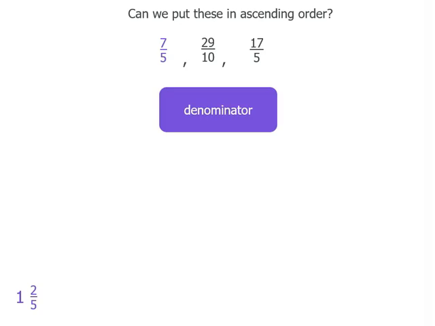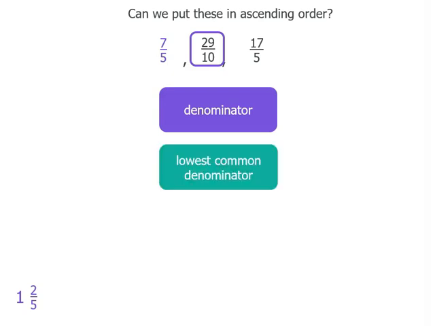Now we need to check that we've got the same denominator, and we've actually got fifths and tenths. Now if 29 wasn't an odd number, we could divide it by 2 and divide the bottom by 2 and end up with fifths. But it's 29, so we need a lowest common denominator. And the lowest common denominator for 5 and 10 is 10. You might like to work out how we got to that.